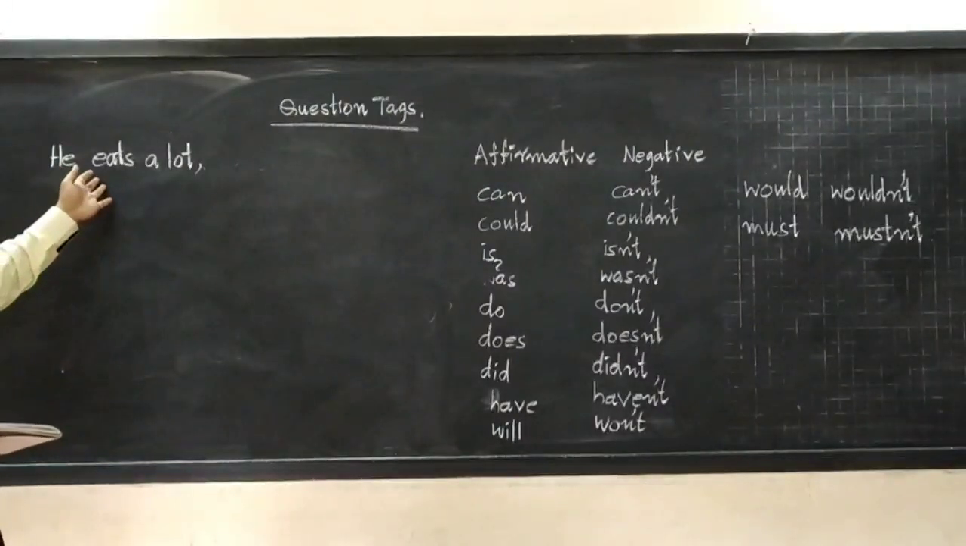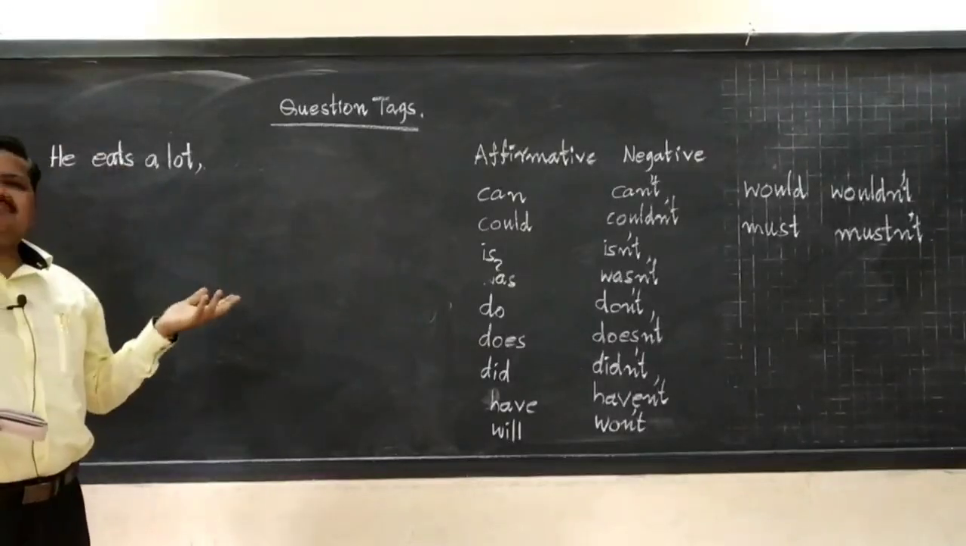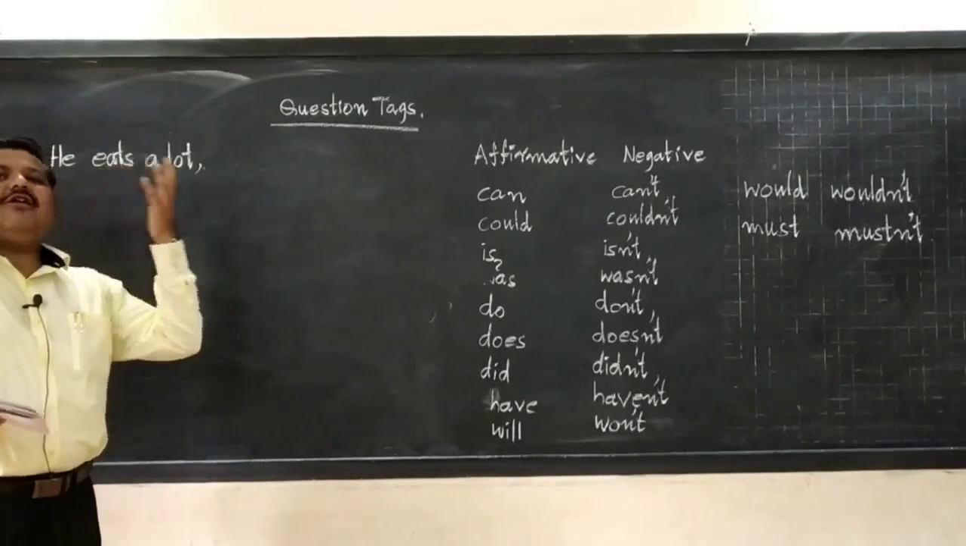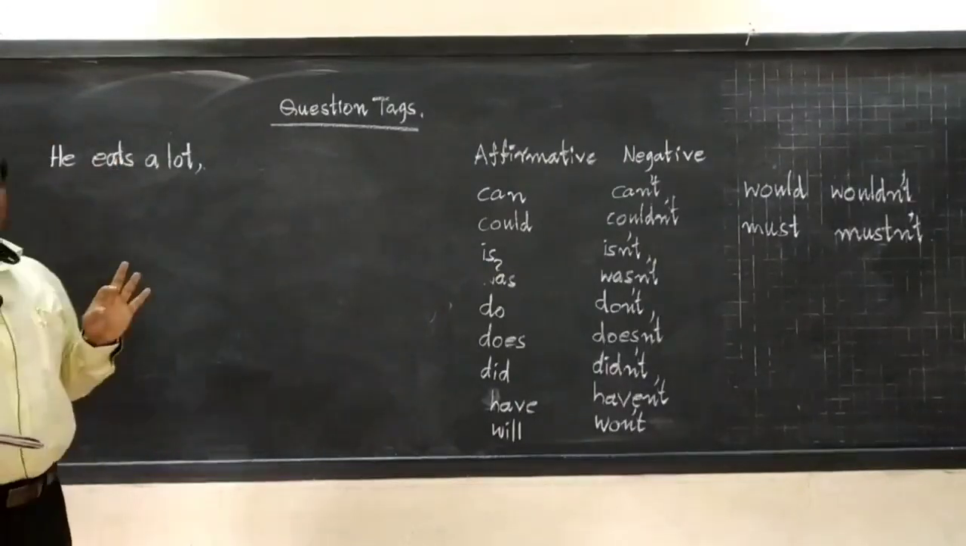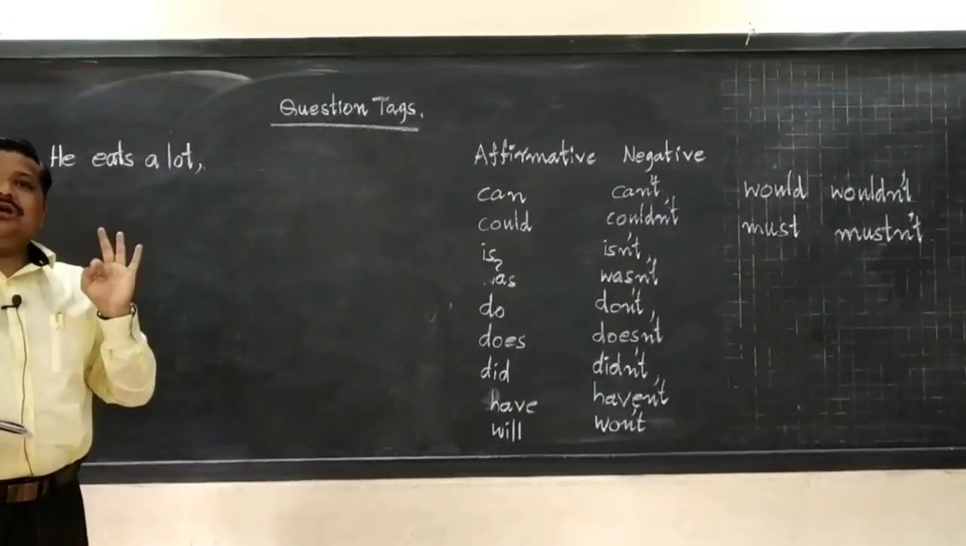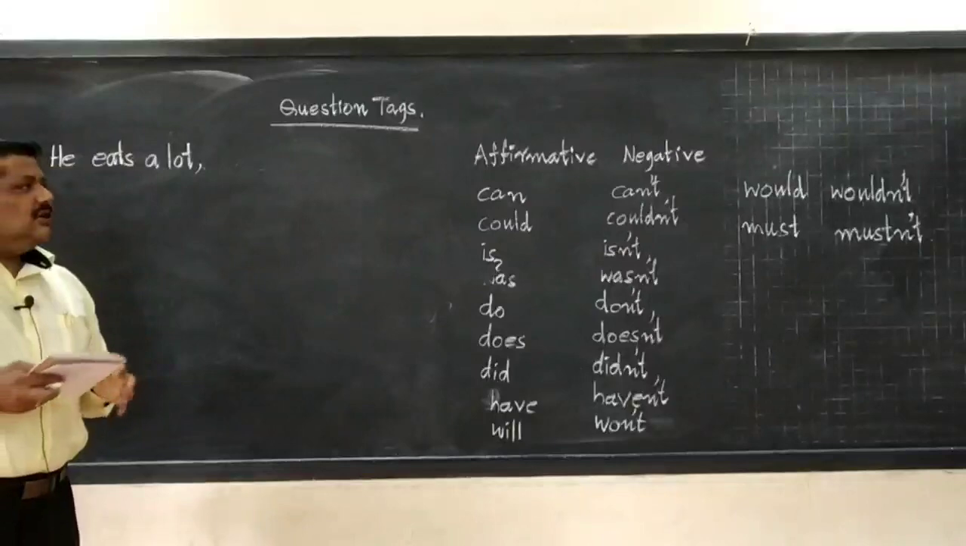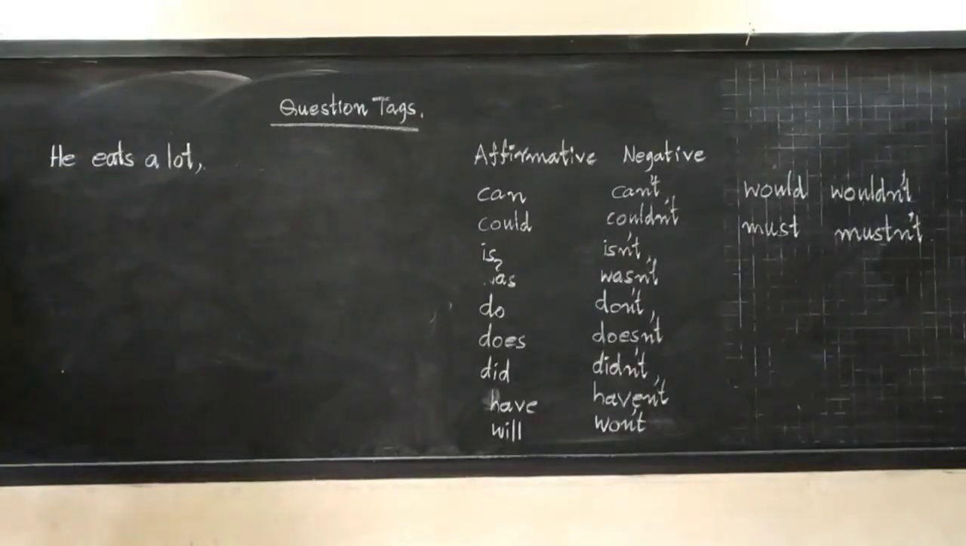So how to put a tag to this? He eats a lot. Bakasura. He eats a lot. So how to find a tag to this? For such sentences, I am giving you 3 magic words. You have to write and learn these 3 magic words. One is do, another is does, another is did. Whichever question tag you come across which does not have a direct answer or direct verb, you have to find out using these magic words.